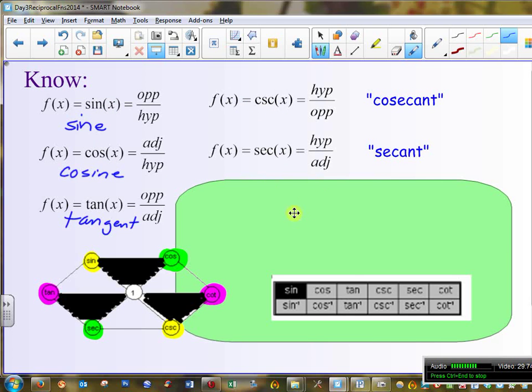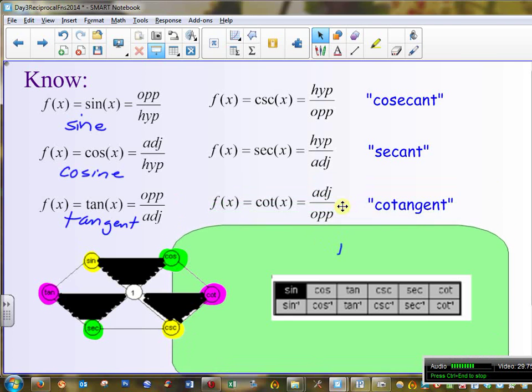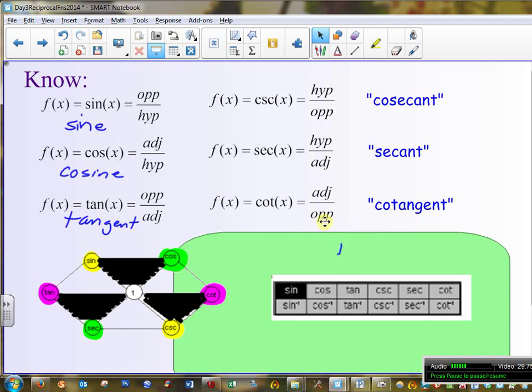Going down to the last one here, if I start off with tangent and I want the reciprocal function for tangent, then that function is going to be called the cotangent. And if tangent is opposite over adjacent, then cotangent is adjacent over opposite.